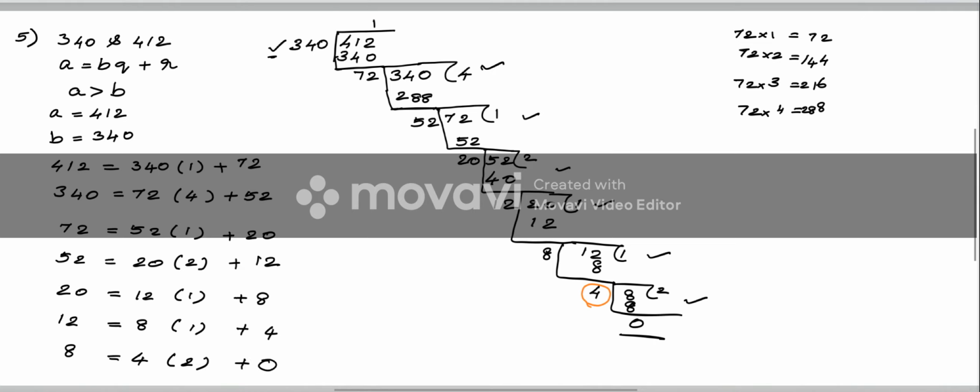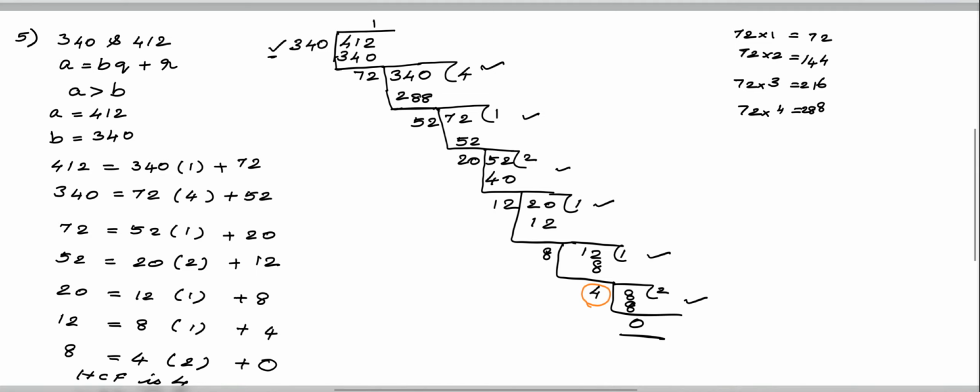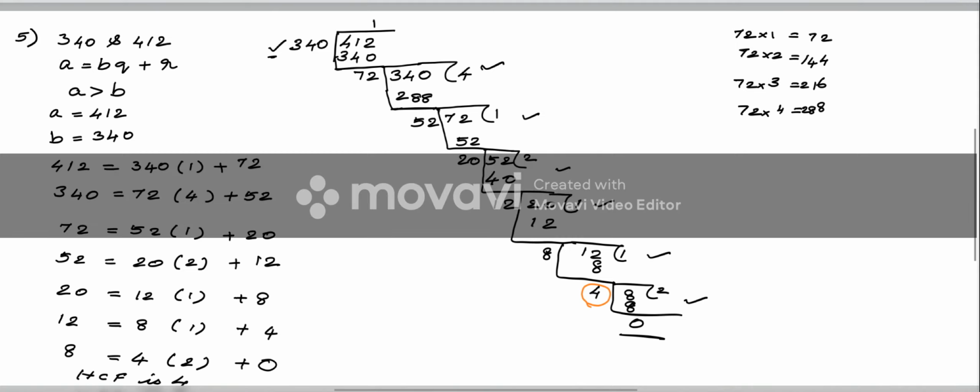So we end up with this and we write that your HCF is 4, right? The end of your divisor is 4. So we'll be writing 4. Only using that we are getting 0. That's why we say that HCF is 4.